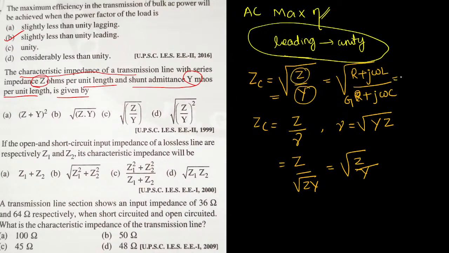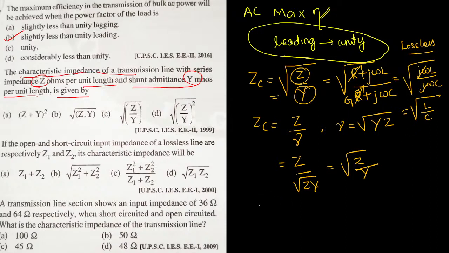When your transmission line becomes lossless, suppose the line is lossless, then what will happen? Lossless line means resistance and conductance value will become 0. Then the expression can be simply written as j omega L by j omega C. J omega gets cancelled, so it can finally be written as square root of L by C. So this is one more way of writing this expression.